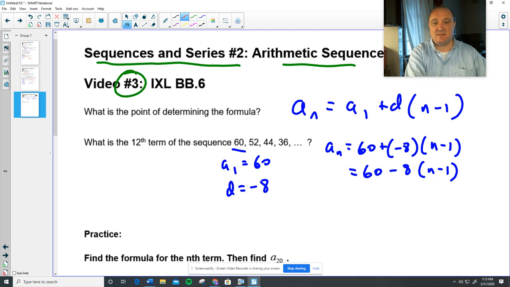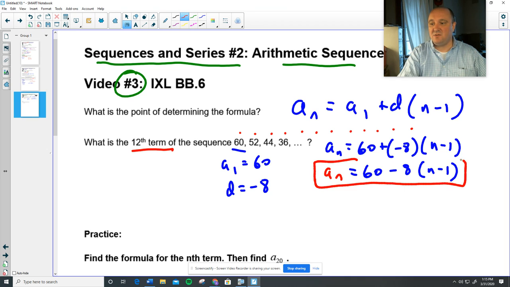In this question, it says, what is the 12th term of this sequence? In other words, here's the first term, second term, third term, fourth term. If we just kept going all the way to the 12th term, what would it be? Now, I could just subtract 8, subtract 8, subtract 8, and figure it out that way. But I want to use my formula. That's why I came up with this formula, so I can use it to generate terms of a sequence.